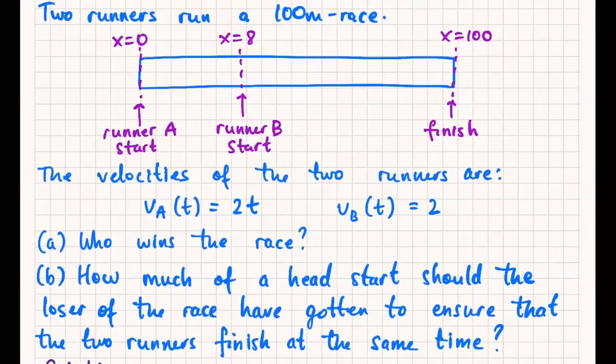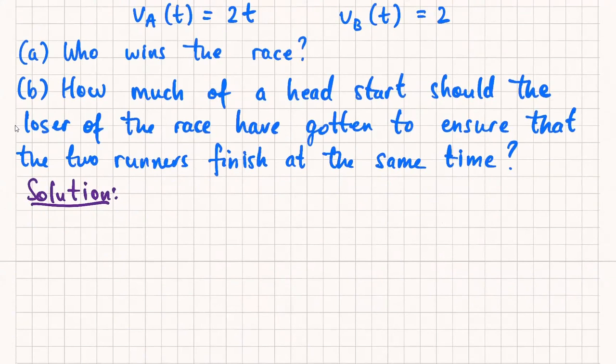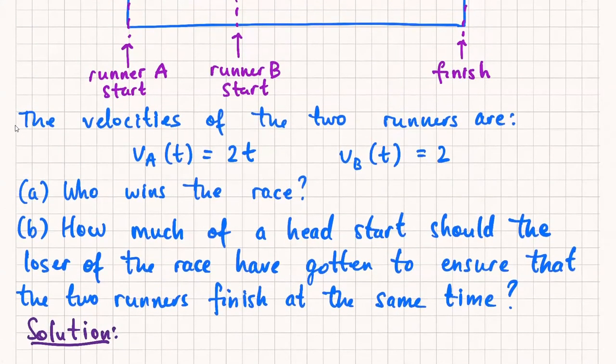Okay, so let's think about part A. So how did you think about solving this problem? What information did you need to solve part A, and how do you get that information? Okay, so Justin says we need the position of the runners, right? Exactly. So if I can figure out the position of the runners for any time t, then that'd be good, right? And how could I figure out the position of the runners?